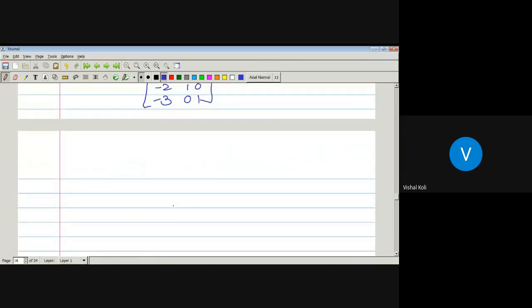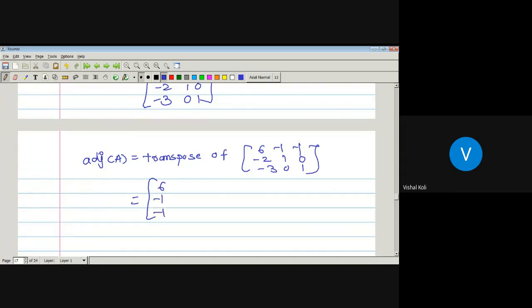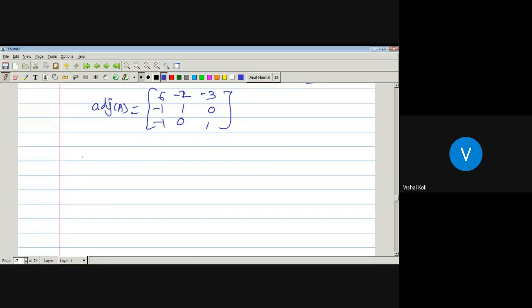Now adjoint of a matrix is just its transpose. Adjoint of a matrix A is the transpose of this matrix, 6, minus 1, minus 1, minus 2, 1, 0, minus 3, 0, 1, which is equal to 6, minus 2, minus 3, minus 1, 1, 0, minus 1, 0, 1. So this will be the adjoint of matrix A, and from that the inverse is obtained.